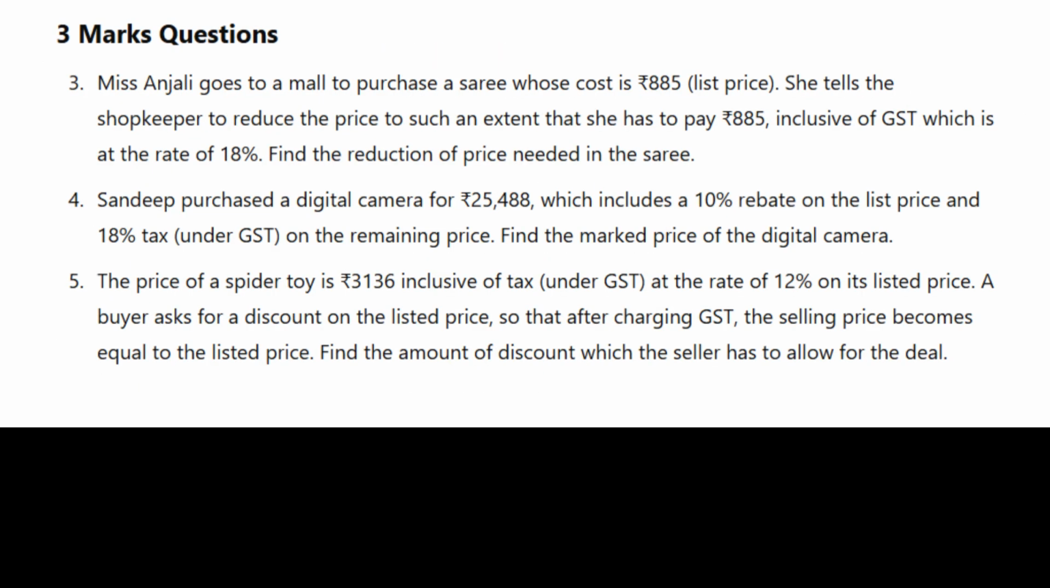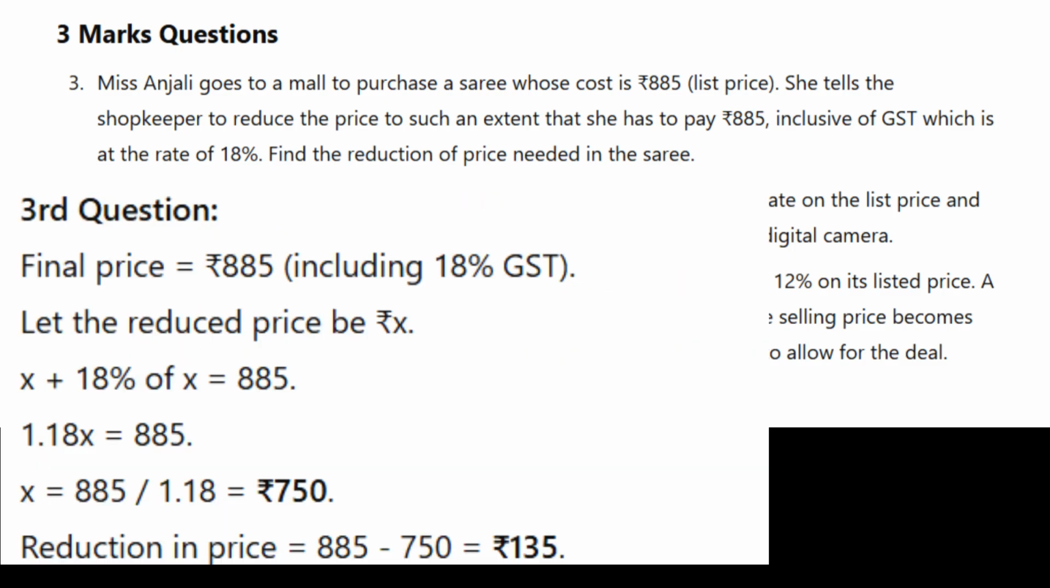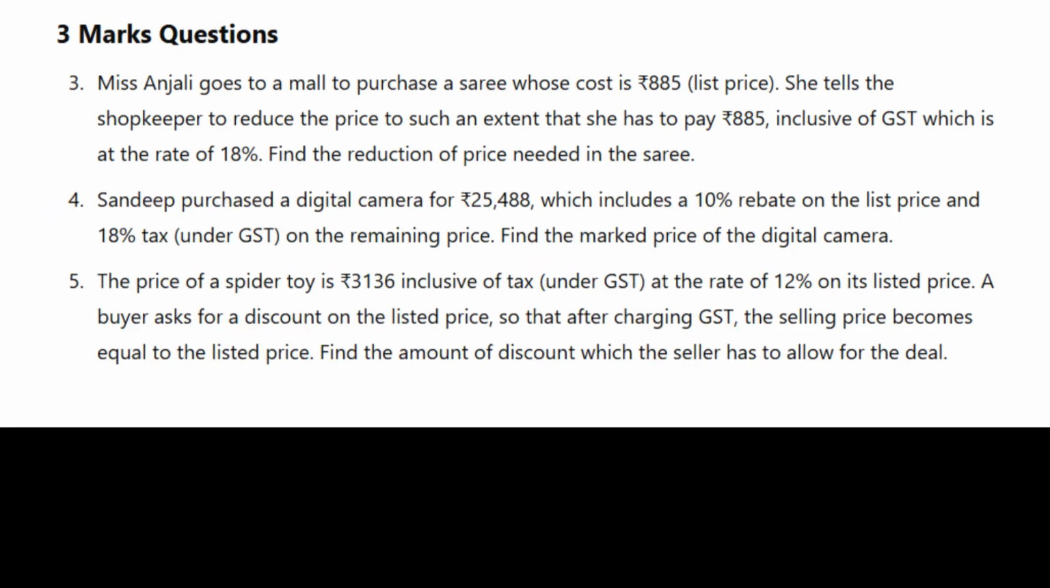Third question. Final price is equal to 885 rupees, including 18% GST. Let the reduced price be X. X plus 18% of X is equal to 885. After solving this one, the value of X is 750. Reduction in price is equal to 885 minus 750 is equal to 135 rupees. Now do the fourth question and check your answer.